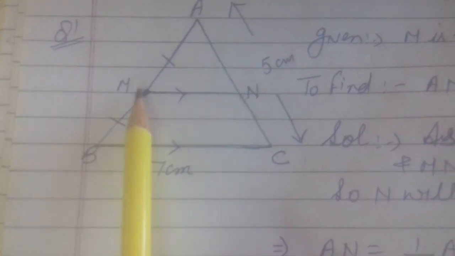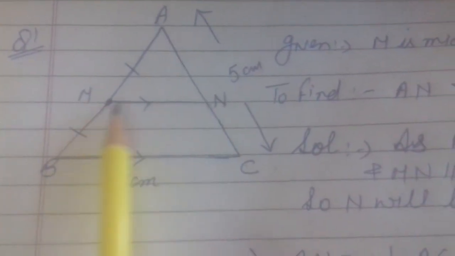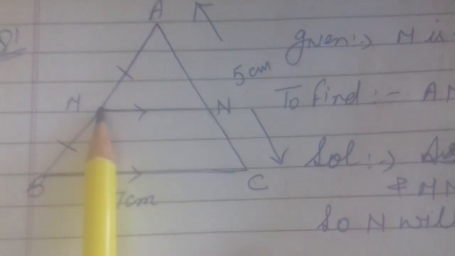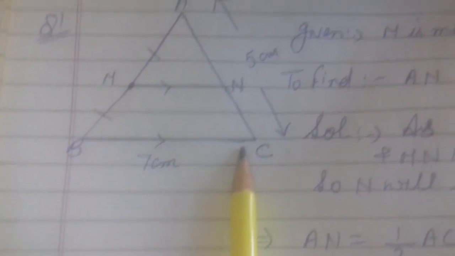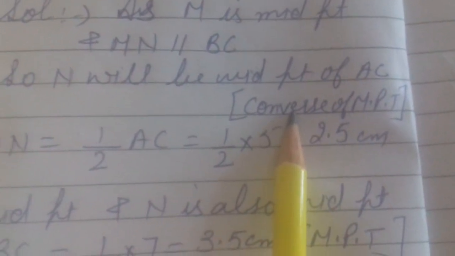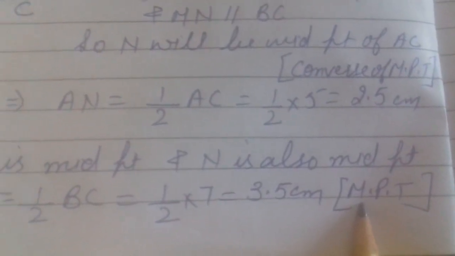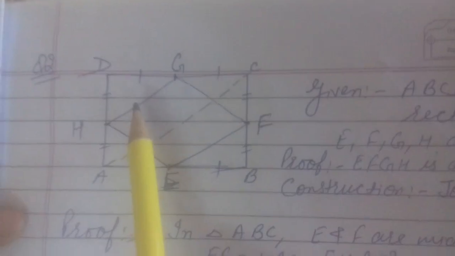Now, we have already proved N is also a midpoint. M was also a midpoint, it was given. Now, in this case, both are midpoints. If both are midpoints, in that case, MN will be half of 7. Why? MPT. Look here in the solution children. The first case I proved with the converse of MPT and the second case I proved with the midpoint theorem. Clear? Now the next question.